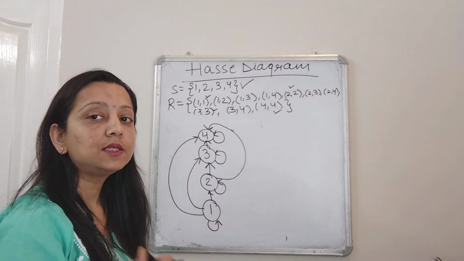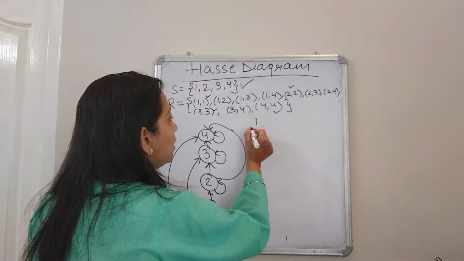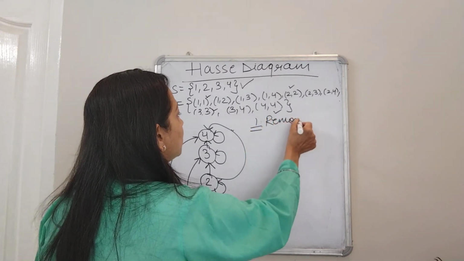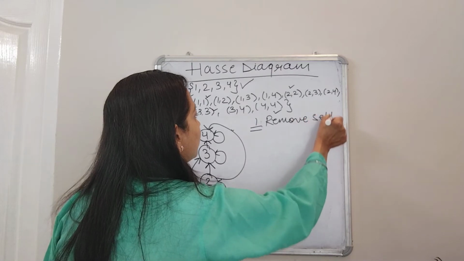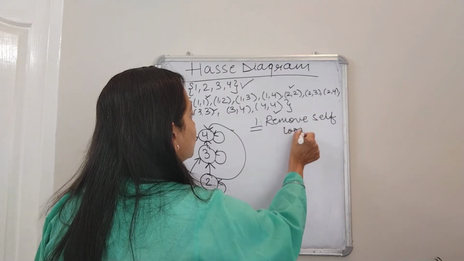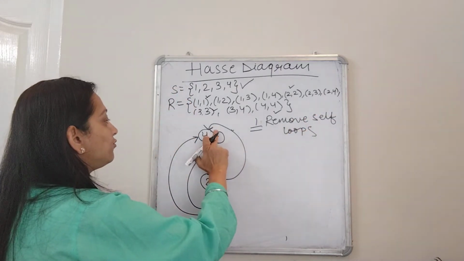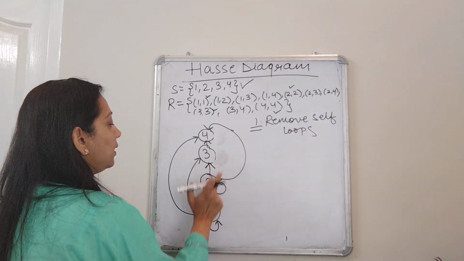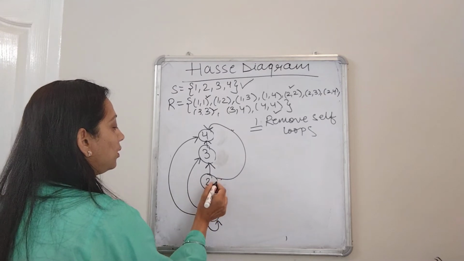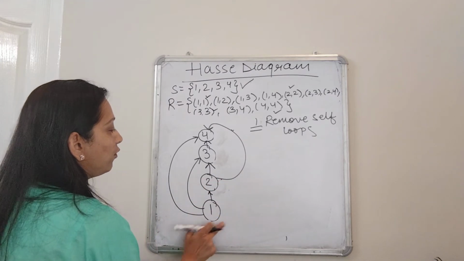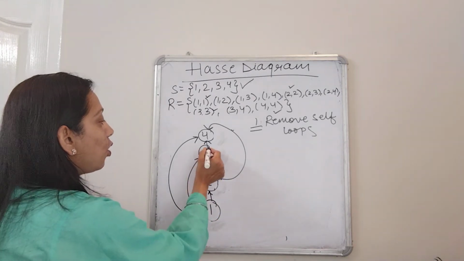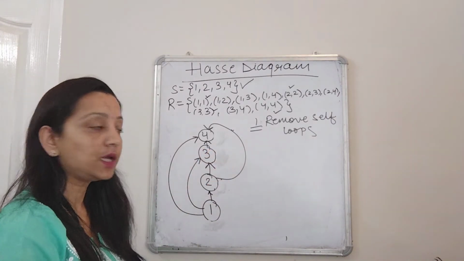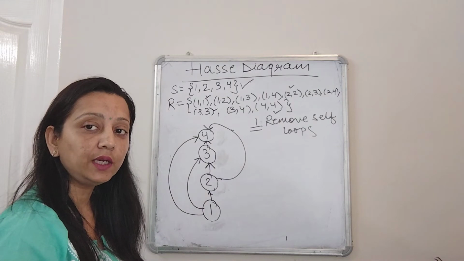Now I will start converting it into a Hasse diagram. So the first step says that remove self loops. So I will remove all these self loops from here. This, then for 2, and then for 4, 1. So all the self loops are now removed for this graph. So doesn't it look simplified and clean now?